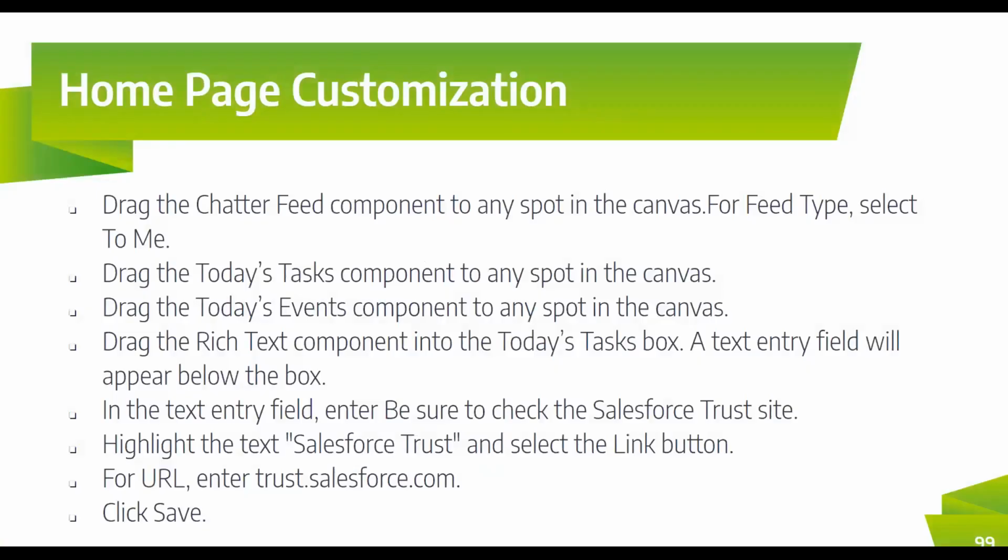Then you're going to select the chatter feed. You're going to select today's tasks, drag and drop your today's events, and drag and drop your rich text component, right? All those things you're going to drag and drop. In the text field, you're going to enter a highlight.